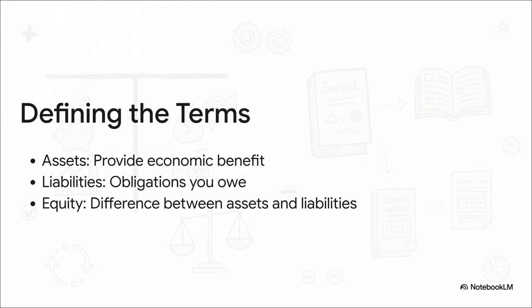Let's break those terms down directly from our source material so we're all crystal clear. Assets are the tangible things that give your organization an economic benefit. Think the cash sitting in your bank, your office equipment, maybe property. Liabilities, on the other hand, are the obligations you owe. So your accounts payable, the utility bills, a mortgage. And finally, equity, which is often called net assets in the nonprofit world, is simply the difference between your assets and your liabilities. It's basically your net worth. But how on earth does this equation actually stay balanced out in the chaotic real world?